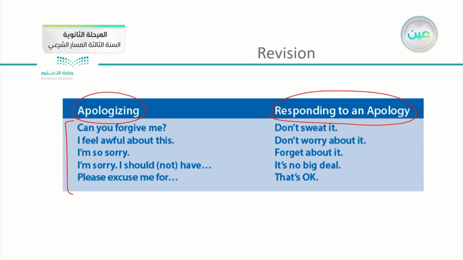Number 1, can you forgive me? If you make a mistake, you can ask people with this expression, can you forgive me? Or I feel awful about this. Or I'm so sorry. I'm sorry, I shouldn't have, and then you name the thing that you have done. Or please excuse me for, and then you name the thing that you have done.